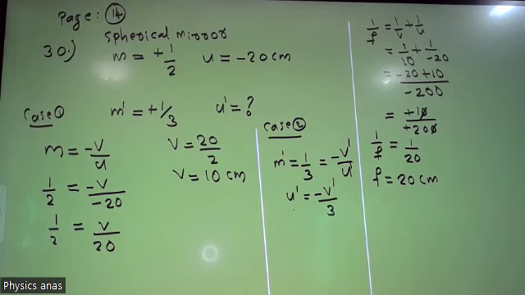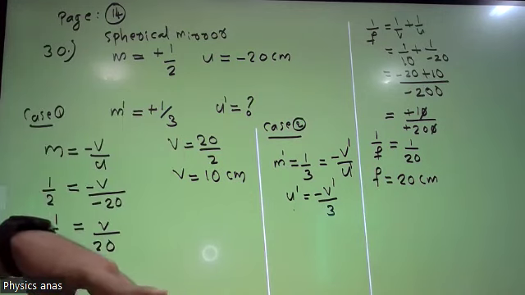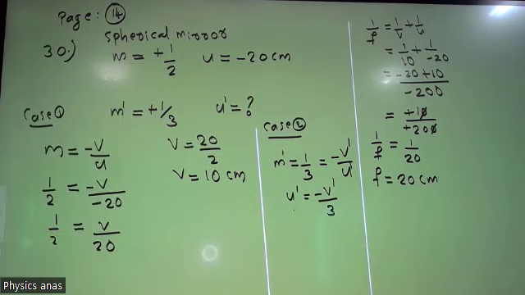Just look at the 31st question. We will do this another time. Just mark that question. We will do it later. 30th question, we will do it later. Okay. 31st. What is the 31st question?